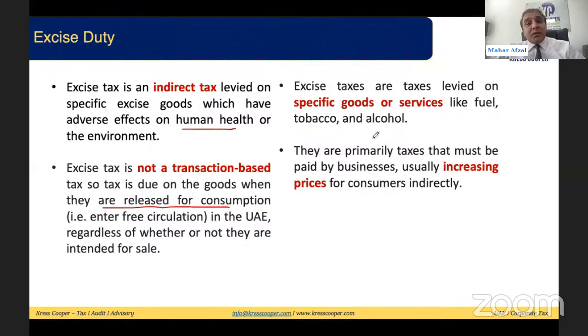This is applicable on specific goods and services, not every good and service, like fuel, tobacco, and alcohol. The objective is basically to increase the prices of the goods which are harmful for humans, so that their utilization is reduced. And if people are still using them, they need to pay a premium, which will go to the government. The government will spend it on public spending.